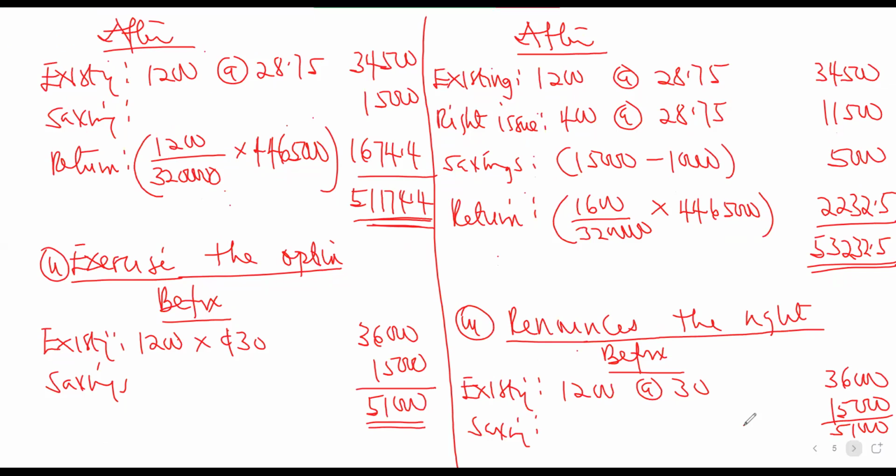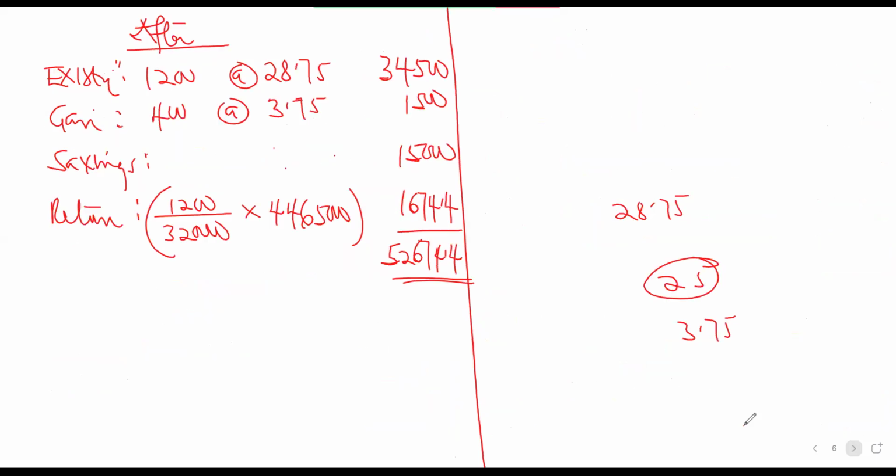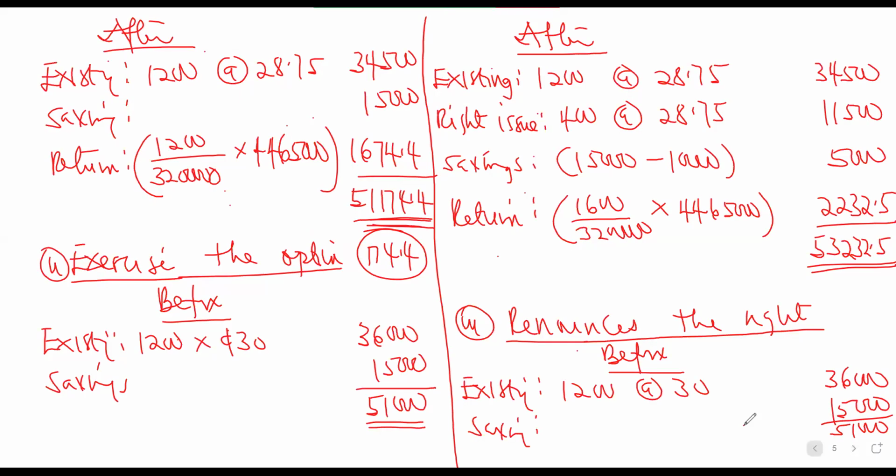If the person does nothing, that will be 51,174.4 minus 51,000. So if the person does nothing, his existing value will be increasing by 174. Okay, if the person exercises the option, what will be the increase? If the person renounces the right, what will be the increase? Those are the things that you'll be looking at. Those are the impacts. So you calculate and look at the impact. That is all about this one.